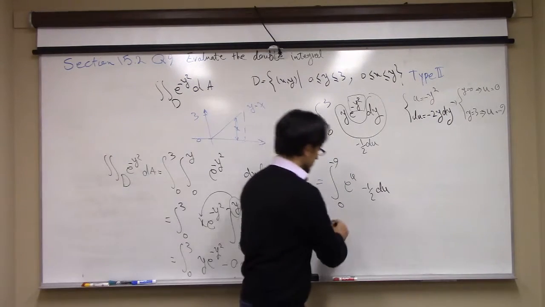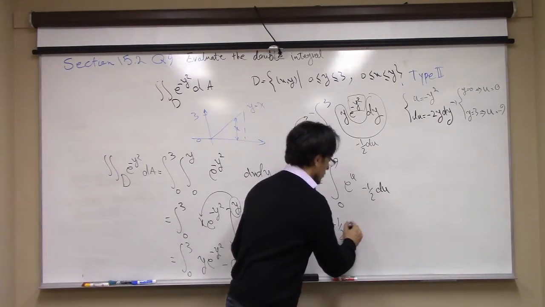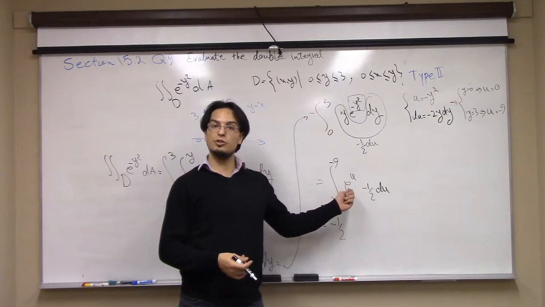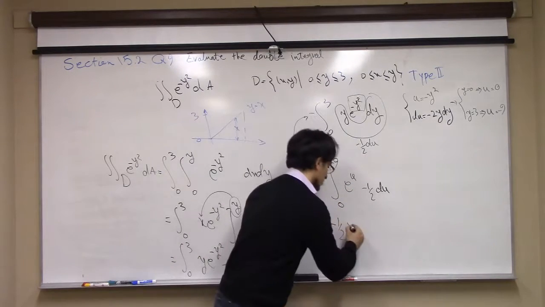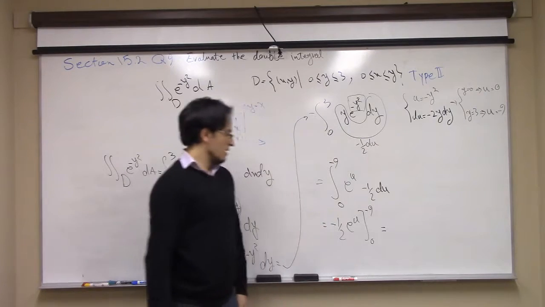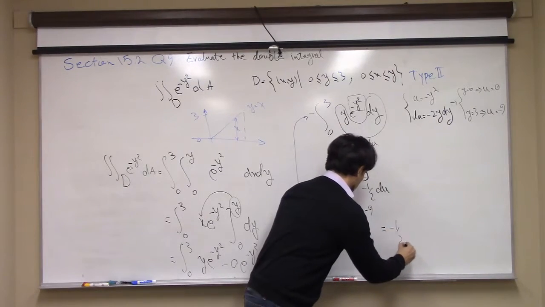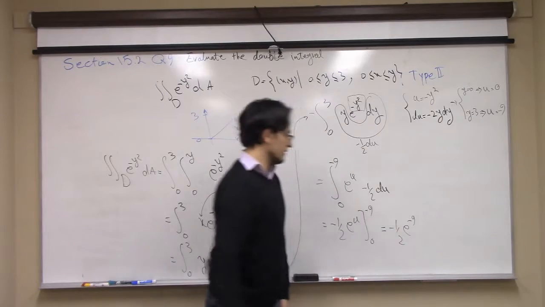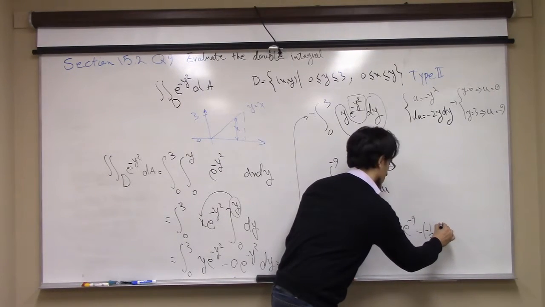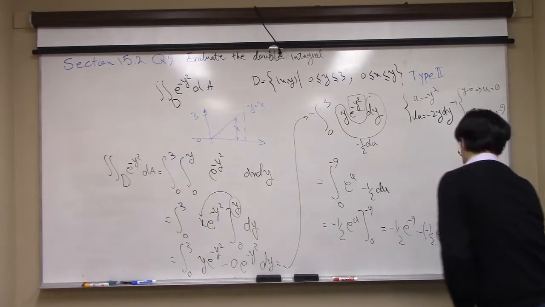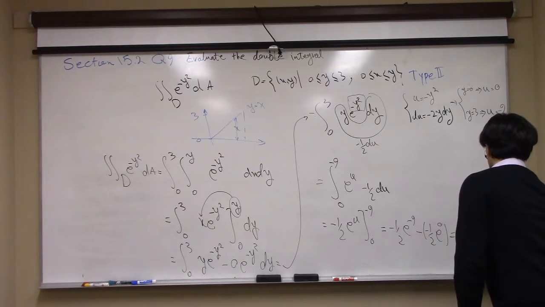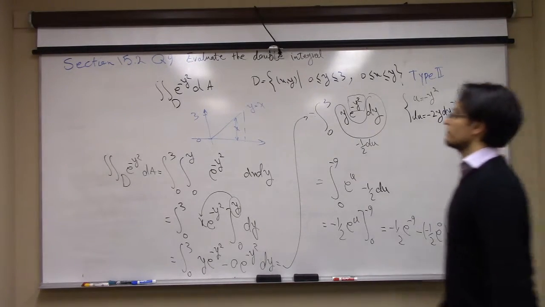Now I have an integral whose antiderivative I know. This is a constant. The antiderivative of e to the u is e to the u. So e to the u, I go from 0 to negative 9. And then the fundamental theorem of calculus: you just plug in that, minus half e to the power 0, which gives me negative half e to the power negative 9, plus half.